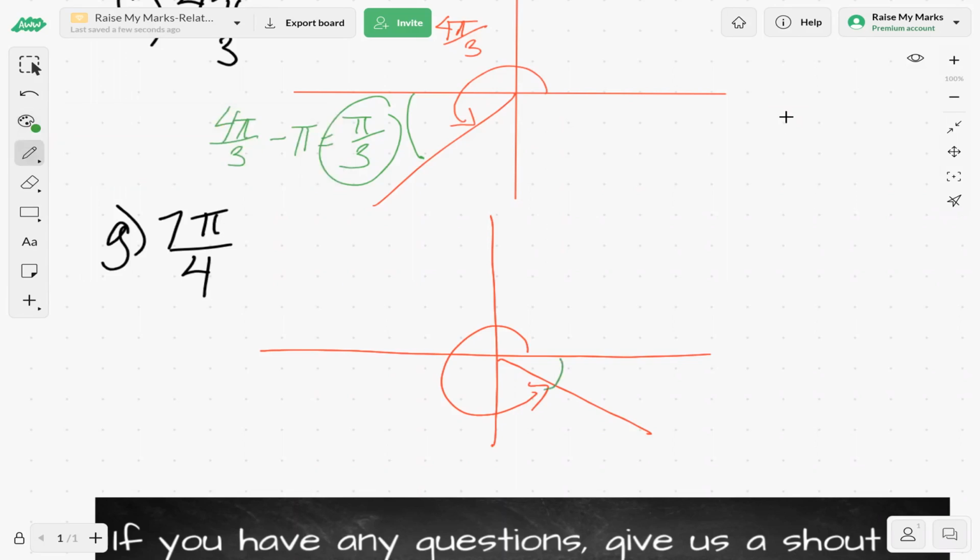So a related acute angle is the angle between the terminal arm and the horizontal. Sorry, let's label our angle. 7 pi over 4 is this large angle. And a related acute angle is 2 pi minus 7 pi over 4, which equals pi over 4.